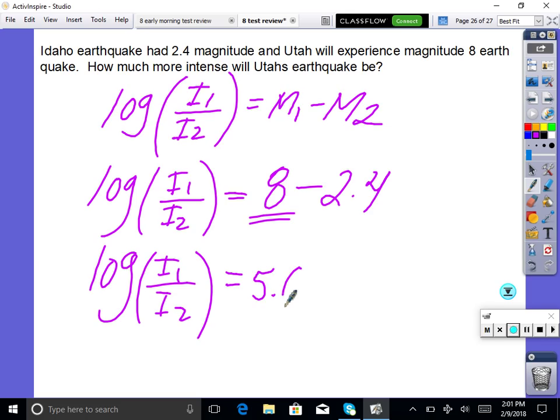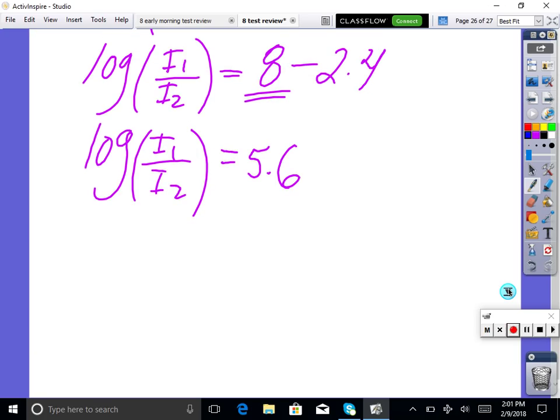So then we have log of I1 divided by I2 equals 5.6. And then you say, I'm trying to find how much more intense. That means I'm trying to solve for I. Really it says how much more intense is the first earthquake, so we're really solving for I1. So now we'll base 10 both sides. Don't do 10 times 5.6. It's 10 raised to the 5.6.